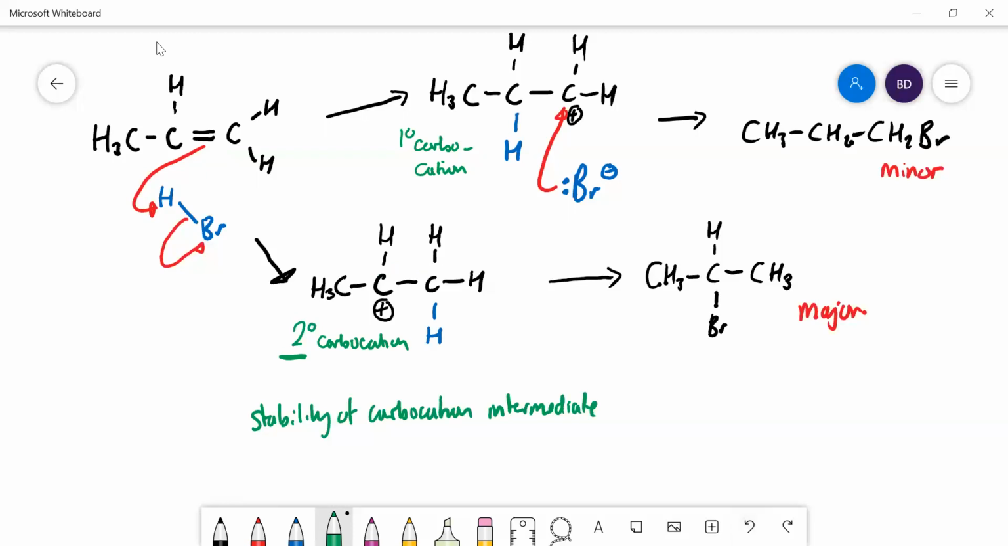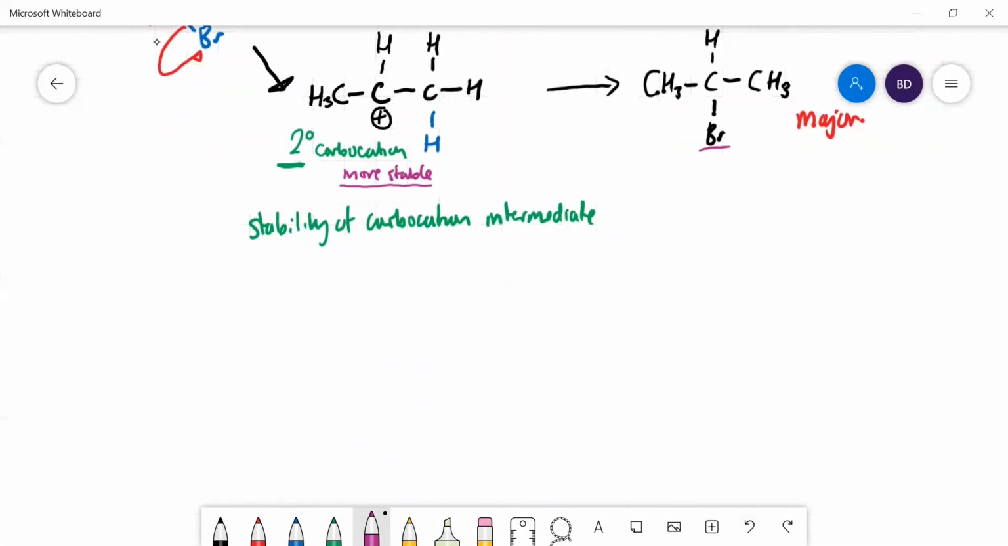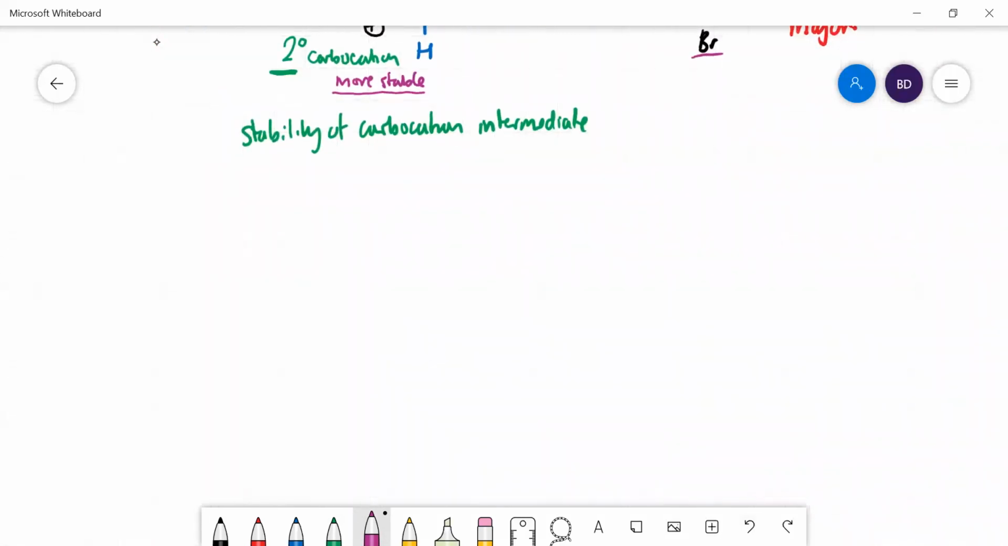Now, secondary carbocations are more stable than primary carbocations. Carbocations are all unstable, but that one is more stable and this one is less stable. So this one forms more readily because it's more stable, and so you end up getting more of this product. That's why you get that as the major product. Let's just talk a little bit about what causes the stability of carbocations.